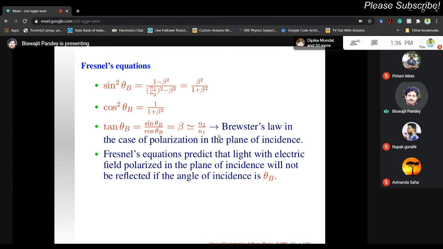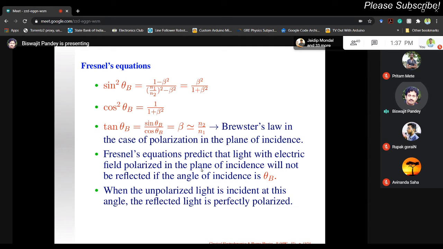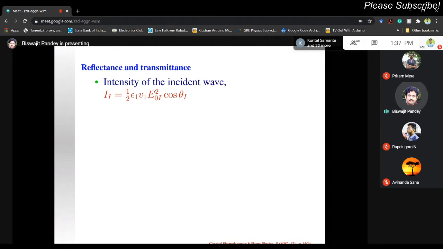We talked about this in the previous class: if the electric field is in the plane of incidence and the angle of incidence is theta b, then the light will not be reflected, so there will be no reflected component. If it is unpolarized light, then we will have a perfectly polarized reflected component. We have discussed why in the previous class, so I'm not repeating that because we are short of time. Then we have to calculate the reflectance or the reflection coefficient or the transmission coefficient for the case of oblique incidence.